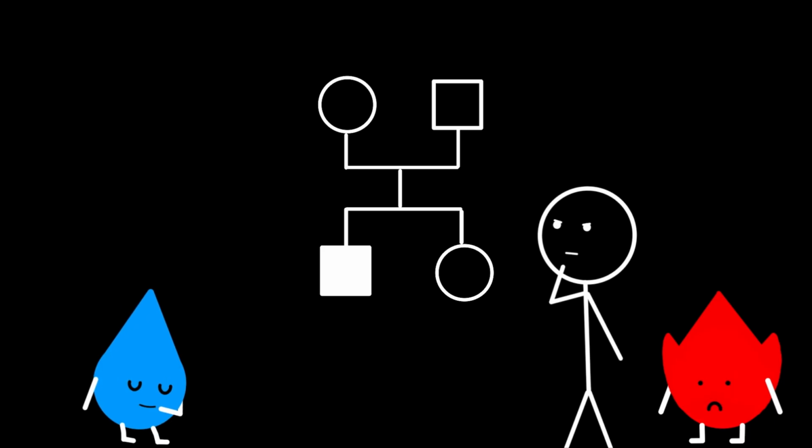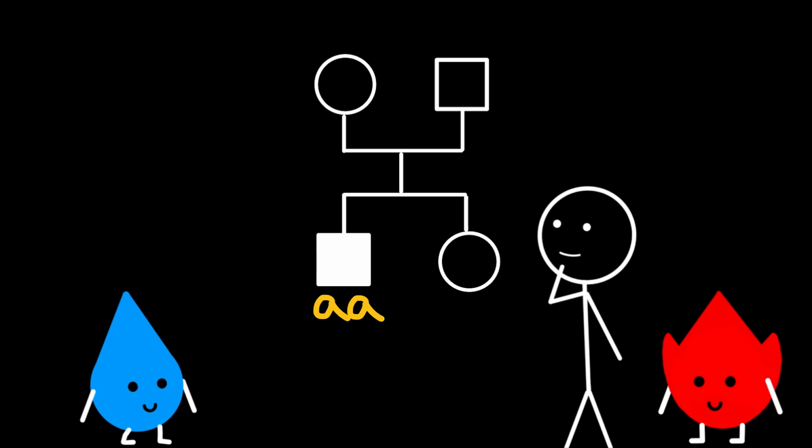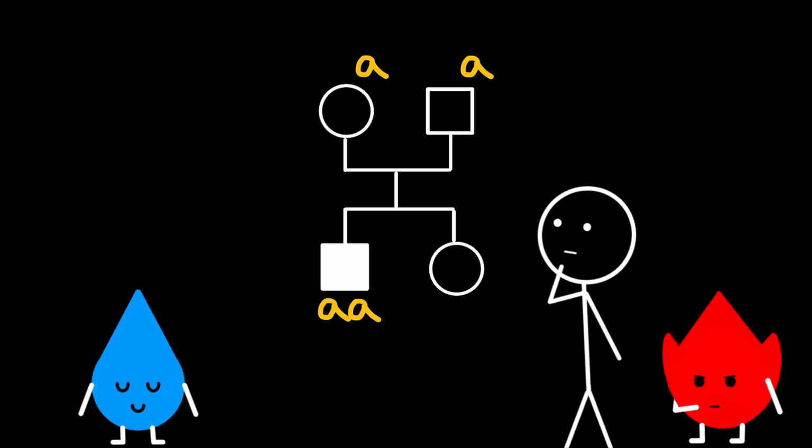Look at the offspring with the disease. What genotype must they have? Oh, they must have 2 copies of the PKU allele. Good! This means that they got one from their mother and one from their father. This means that both the mother and the father must have at least 1 copy of the PKU allele.